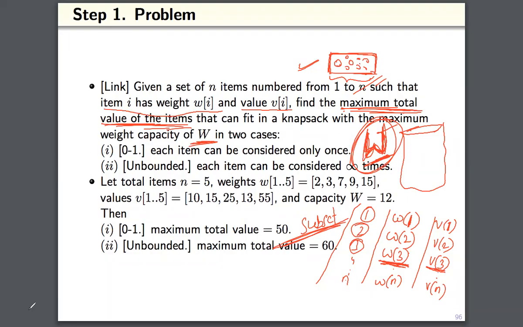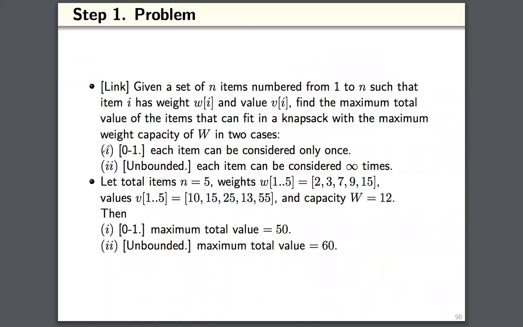There are two types of problems here: the 0-1 problem and the unbounded version. What is the 0-1 version? Each item can be considered only once. That means if you decide to add an item, you can add it only once. Either it is available or it is not available. Done. Period. Right? 0 or 1. 0 means you will not consider the item. 1 means you are considering the item only once.